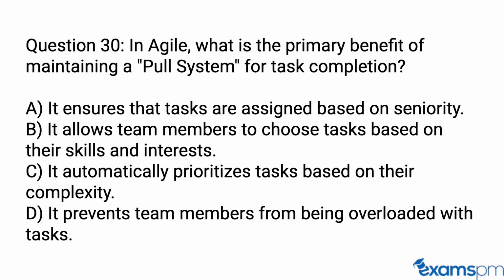Question 30. In Agile, what is the primary benefit of maintaining a pull system for task completion? A. It ensures that tasks are assigned based on seniority. B. It allows team members to choose tasks based on their skills and interests. C. It automatically prioritizes tasks based on their complexity. D. It prevents team members from being overloaded with tasks.